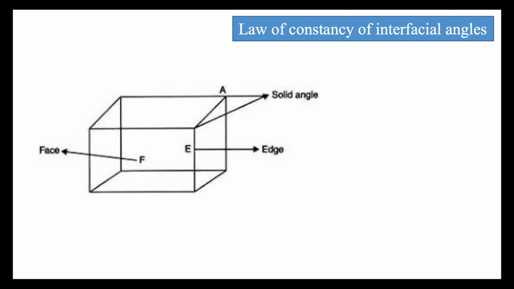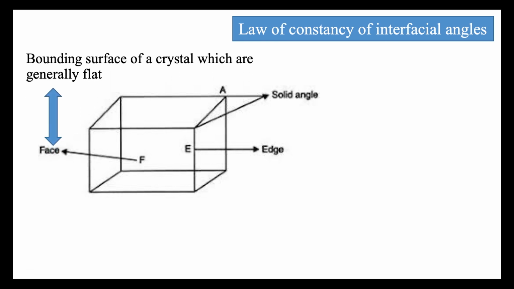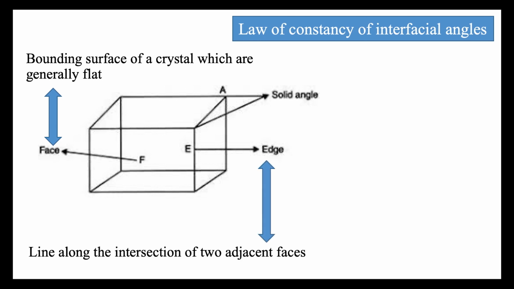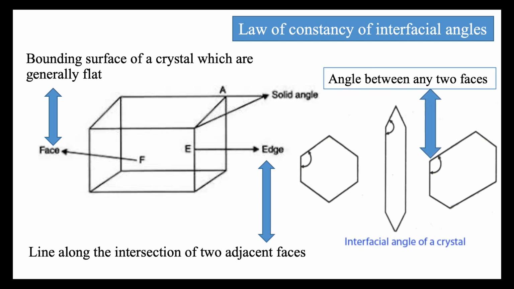Each crystal is characterized by faces, edges and angles. The bounding surfaces of a crystal, which are generally flat, are called faces of a crystal. The line joining the intersection of two adjacent faces of a crystal is called an edge. The angle between the adjacent faces of a crystal is called an interfacial angle.